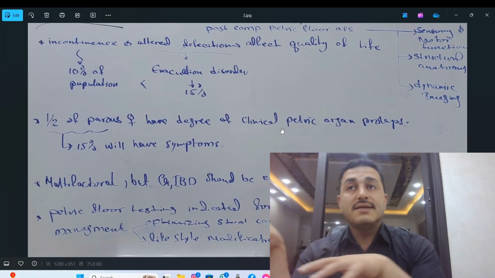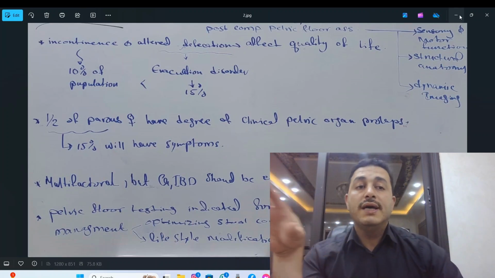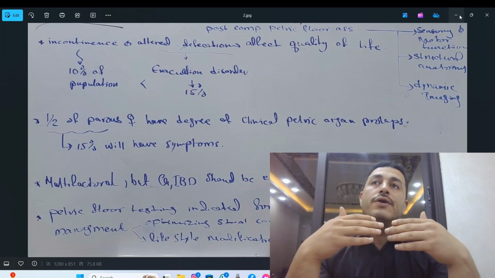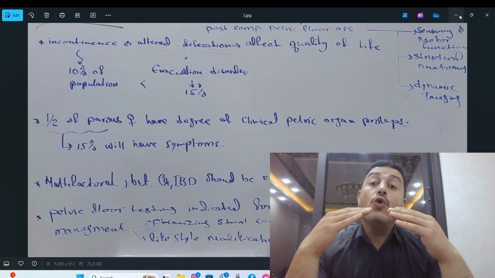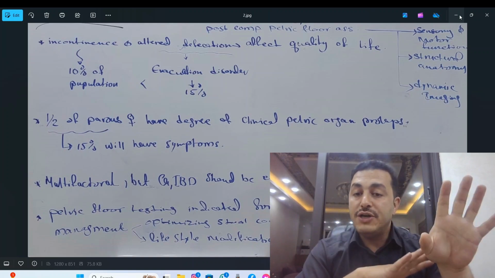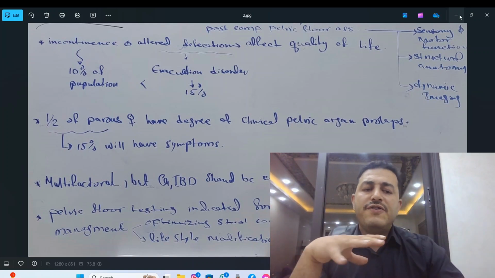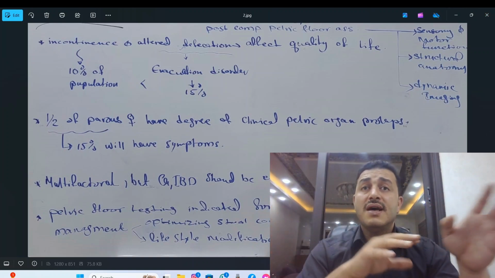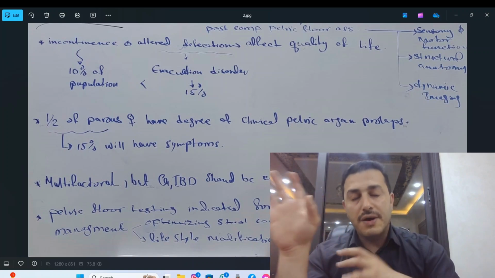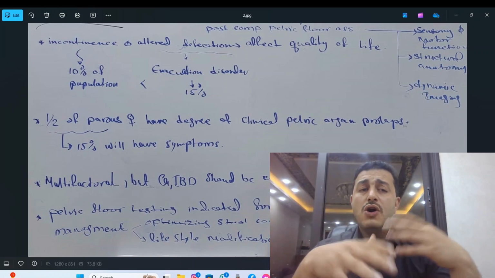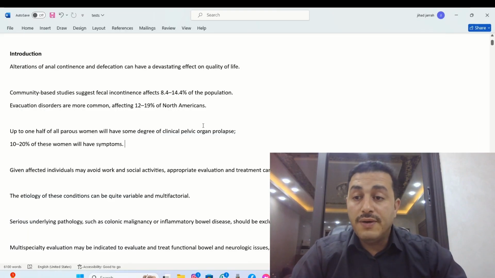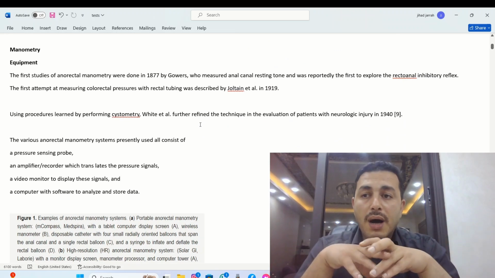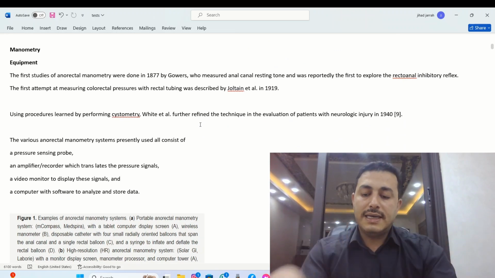The neurophysiological testing, which we are going to talk about, the manometry and the defecography, actually comes as a second line for the investigation or evaluation of the patient. First, we start with first-line conservative management, such as optimizing stool consistency, either by changing diet or some medication, or lifestyle modification. Okay, let's now move to talk about manometry in detail.